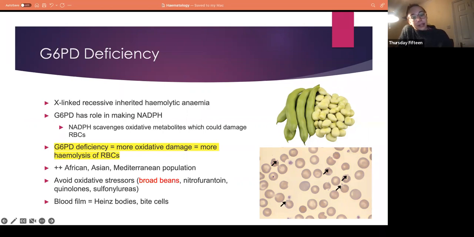So you're advised to avoid oxidative stressors. So things like broad beans, nitrofurantoin, quinolones, sulfonylureas, they're all oxidative stressors. This is the classic MCQ where this boy has a meal of fava beans or broad beans and then comes in in a hemolytic crisis. And so this is the condition that he has. So on his blood film, you might see things like Heinz bodies or bite cells, and that's just evidence of the hemolysis. And you can see that there in the picture on the right.